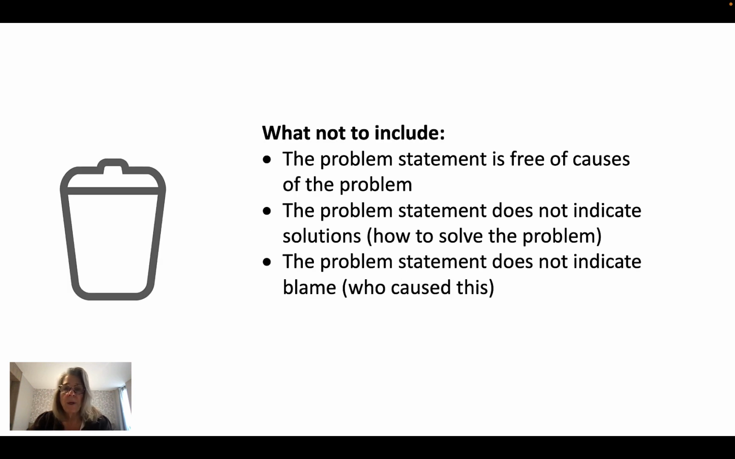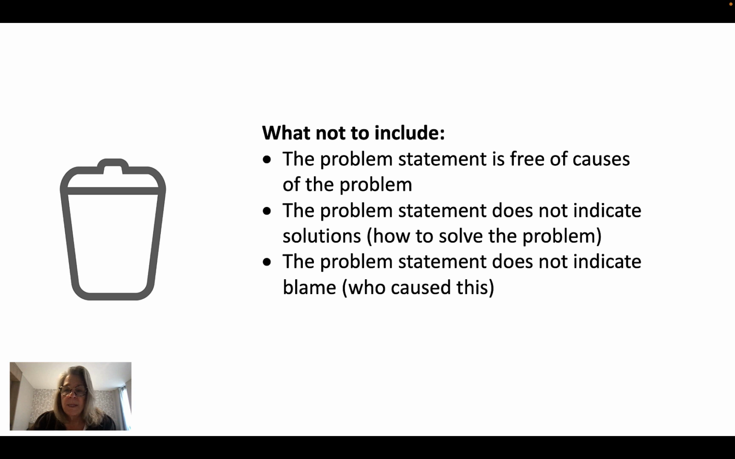Some things not to include: don't include the cause of the problem, because you're going to be investigating that. You just want to describe what the problem is. And then in the problem statement, never say anything about the solutions, like, we're going to design an automation process. You want to have it more related to, we want to make it more efficient, lower labor costs.